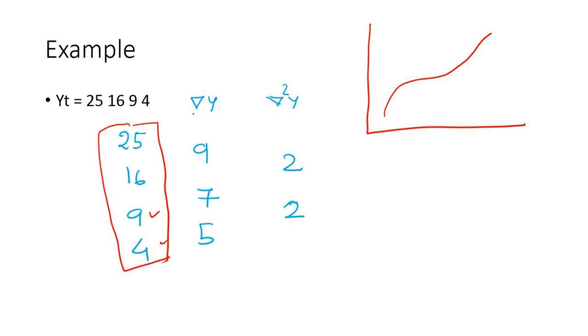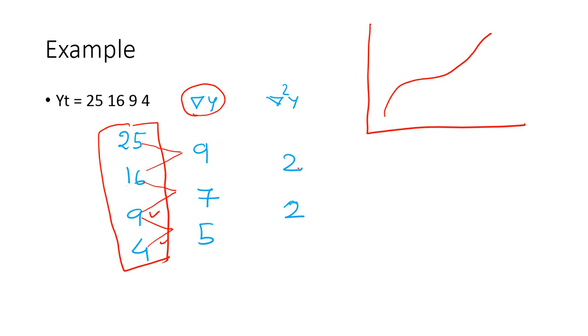So let's take the first difference of it. First difference is just the difference between the consecutive numbers. 25 minus 16 is 9, and then 16 minus 9 is 7, and then 9 minus 4 is 5. So this is the first difference I have taken.